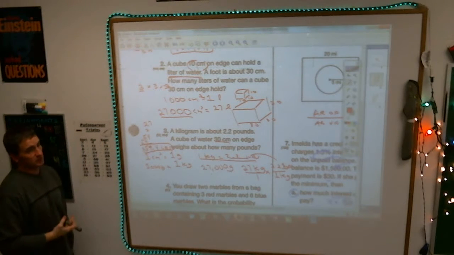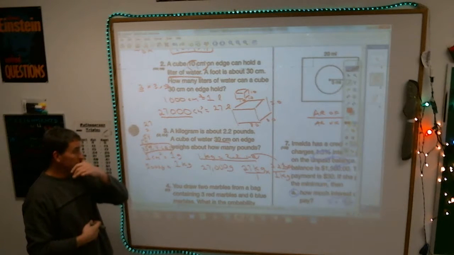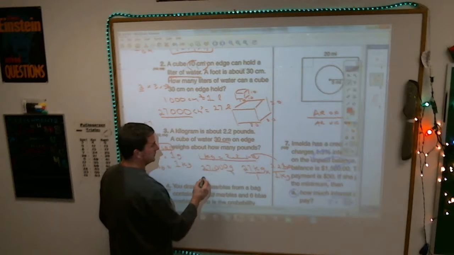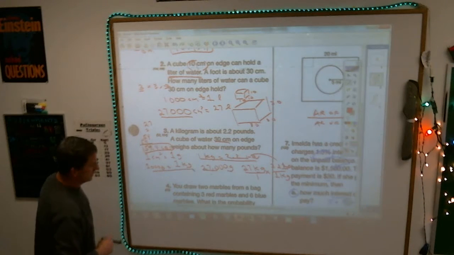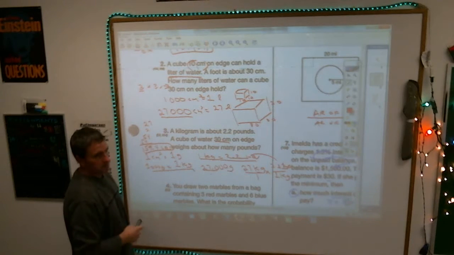Yeah, the metric system is real easy, people. Then you start getting into pounds or whatever. Just know you have to convert from one to the other. We might come back to that.